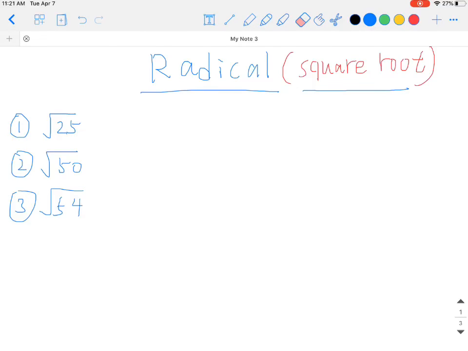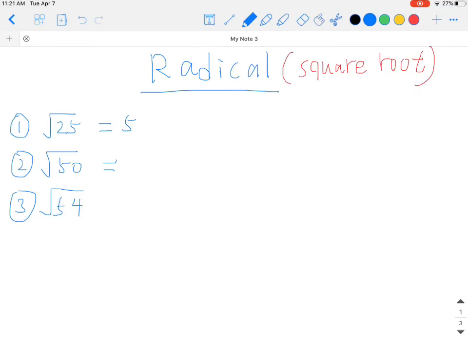Okay, today we're going to talk about radical, which is another name for the square root. So let's review a little bit. Question 1. Square root of 25 will be 5 because 5 times 5 equals 25.